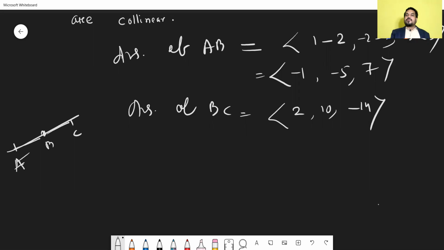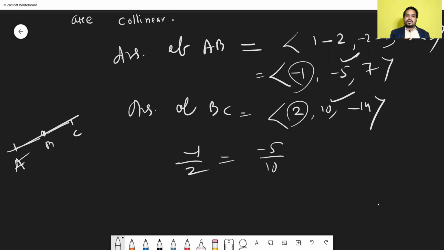So how to check whether it is parallel or not? The ratios of the direction ratios should be equal. −1/2, this value divided by this value, is equal to −5 divided by 10, this value divided by this value, and thirdly 7 and −14.